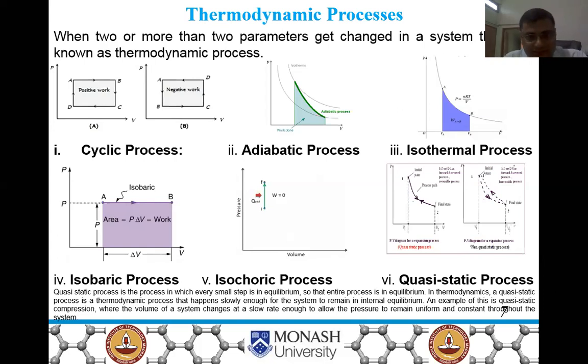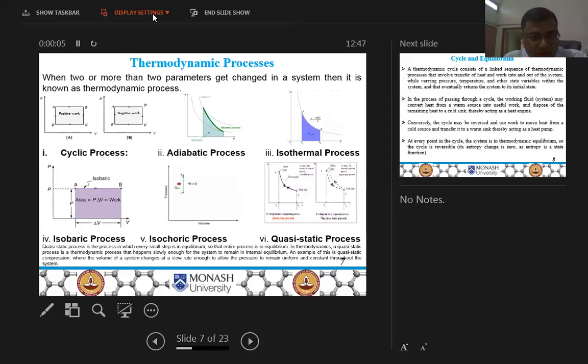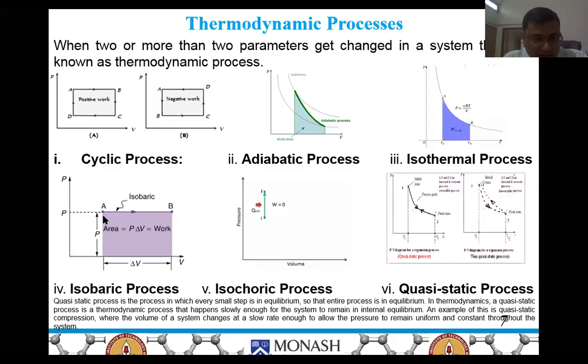Now we have this isobaric process. So in this we have, let's say, PV equal to nRT. So isobaric means P is equal to constant. So P is constant, and PV equal to nRT, that means V is directly proportional to T. So here this P is represented as constant, and the area under this curve, when the process is occurring from A to B, then area is equal to P into delta V is equal to work.